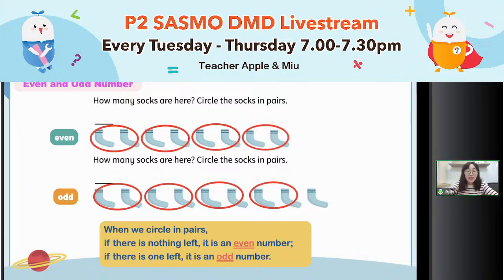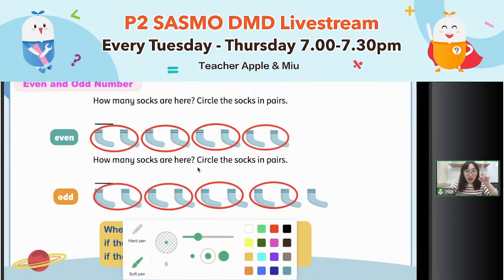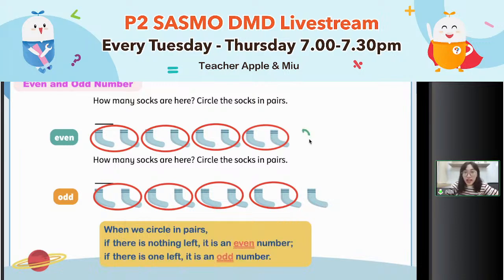And here, Teacher Apple wants to emphasize the first key point. Now, everyone, you see, in the first row, how many socks are there? We have 8 in total, right? And what about in the second row? In the second row, we have 9. 8 and 9. They are 2 consecutive whole numbers. So you see, when there are 2 adjacent consecutive whole numbers, one must be an even number and the other one must be an odd number. What is the difference between them? The difference is always 1.